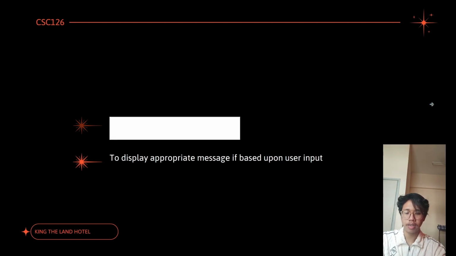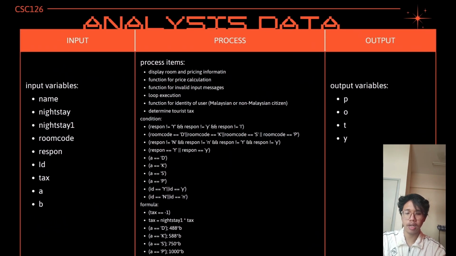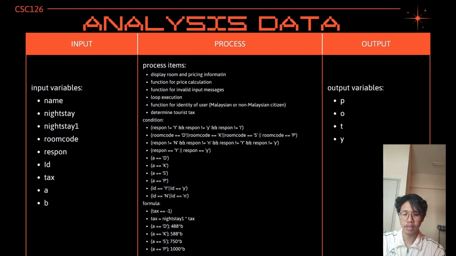This is our analysis data, where our inputs are as follows: name, night stay 1, room code, response, ID, tax, A and B. A and B here are the parameters for a function. Moving on, our processes are as follows: display room and pricing information, function for price calculation, function for invalid input messages, loop execution, function for identity of user as Malaysian or non-Malaysian citizen, and determine tourist tax.